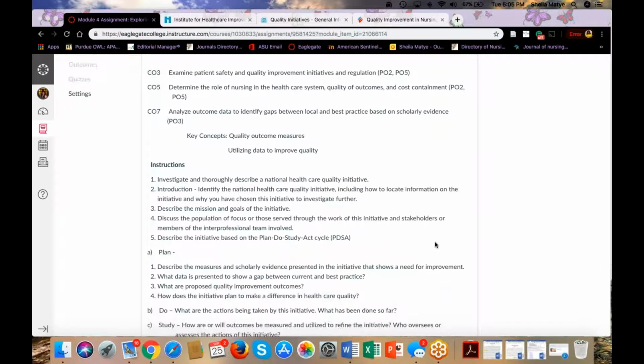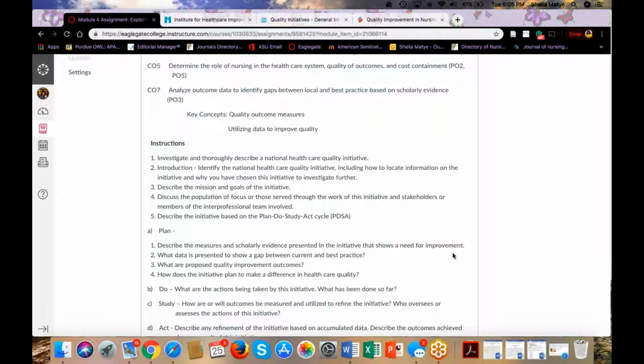And so, instructions. Just bear with me, we'll go over these and then we'll dive into some examples and some links to help you. What we want you to do is investigate and thoroughly describe a national healthcare quality initiative. And you're like, wow, that's pretty broad. There's a lot going on out there. There's a lot out there.